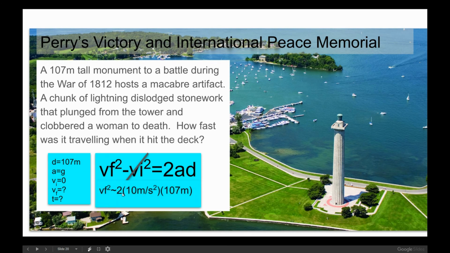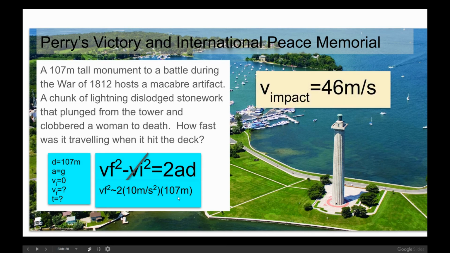I'm just going to round. It's going to be 2 times 10 times 100. So it's 2,000. The square root of 2,000 comes out to 46 meters a second, unless I make a mistake. So it's booking. That's well past highway speed.